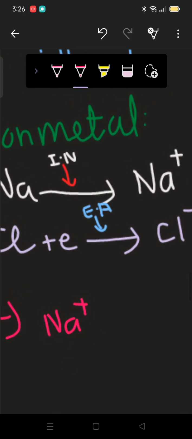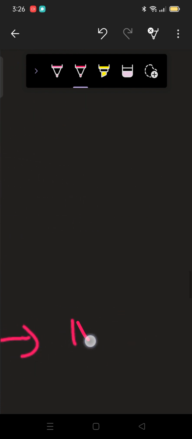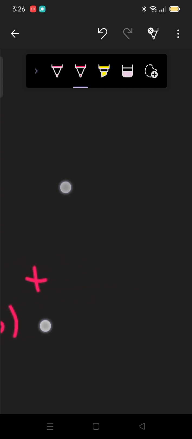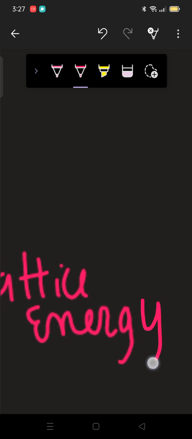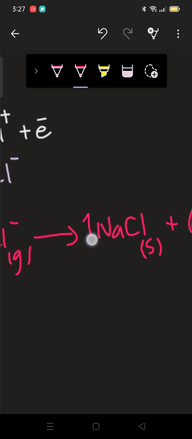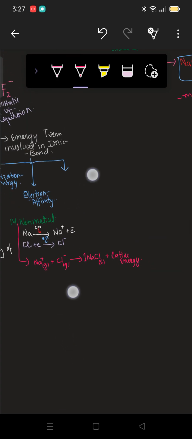Now the metal and non-metal combination, right? Na plus in the gaseous form plus Cl minus in the gaseous form, they're going to form NaCl in the solid form, plus the energy which will be released here would be lattice energy. So what is lattice energy? Lattice energy is the energy which is released when one mole of ionic compound is formed from its gaseous ions. This is what we call the lattice energy.